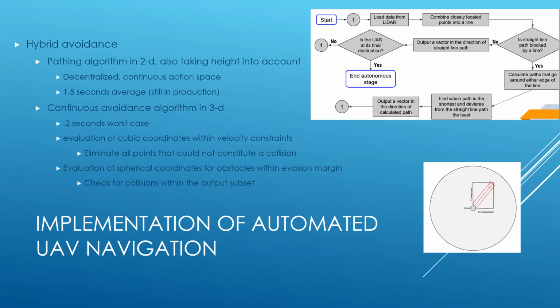The algorithm operates in a continuous action space and is decentralized. The process, as shown in the first image, takes place across a variety of steps. The data is input from the LiDAR, then clustering is performed to determine which points belong to the same obstacles. It is then checked to see whether the most direct path to the destination is blocked by one of those obstacles. If the target is not blocked, the drone simply plots a direct path towards the destination.